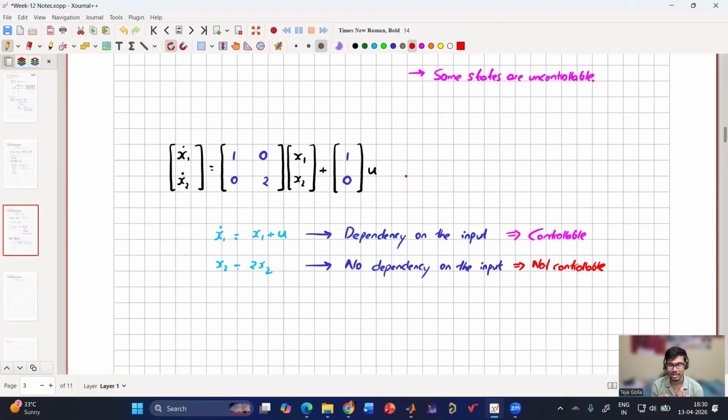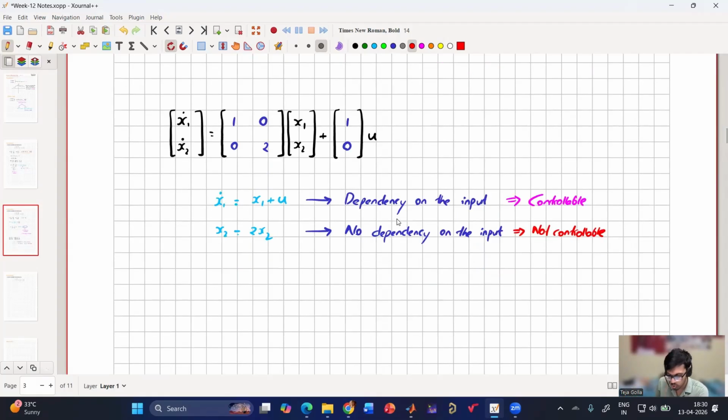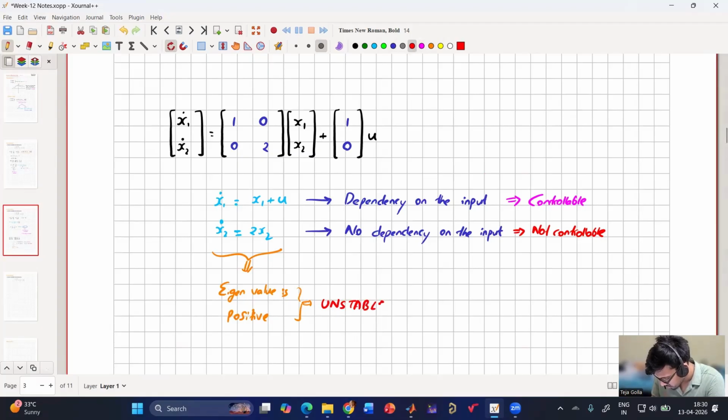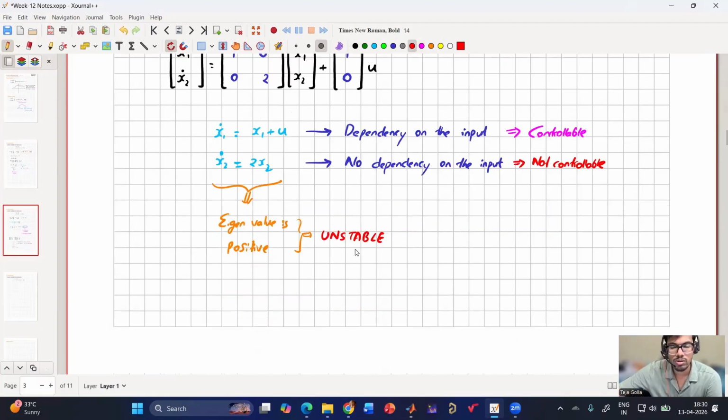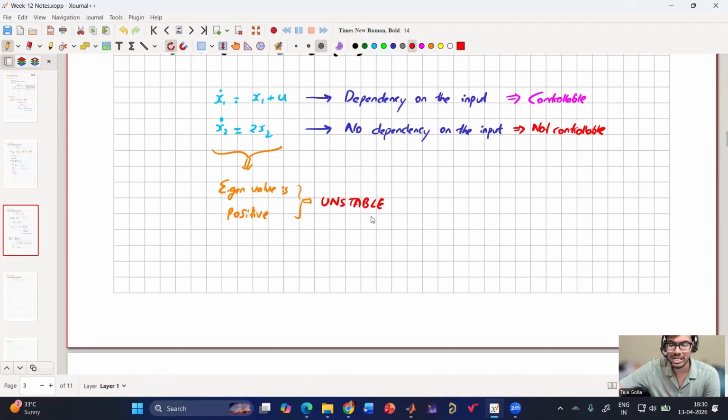But in this question, if you see x dot is equal to 2x2, right? So this is unstable because the eigenvalue is positive. So it is unstable. Okay, so controllability is one thing, and then stability checking is another thing.